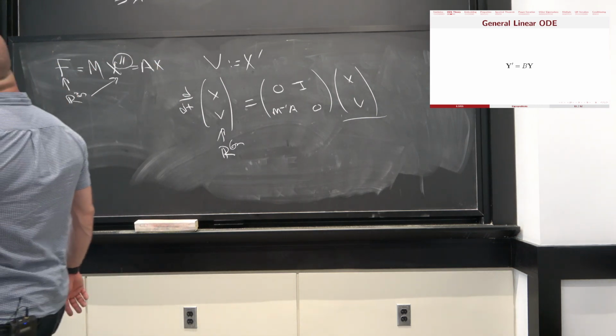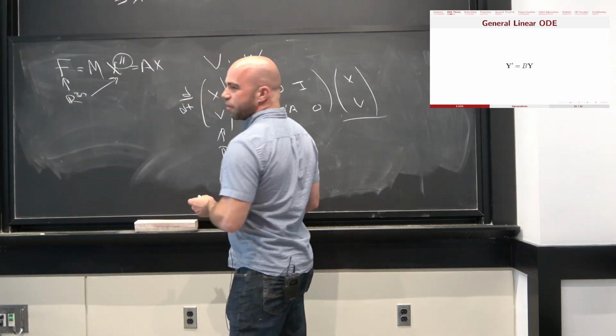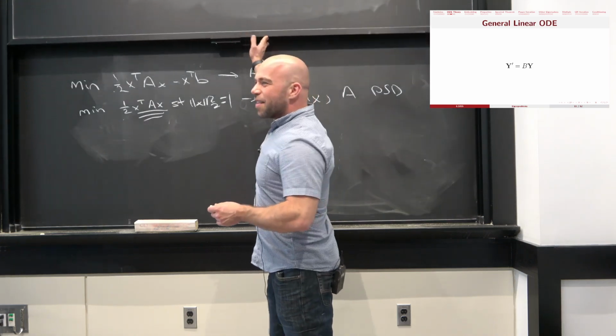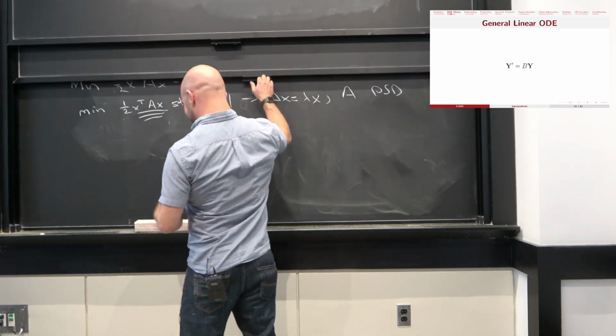So here's the thing. Let's say that I knew all the eigenvectors of B. Moreover, let's say that B has a full set of eigenvectors, which is often the case.